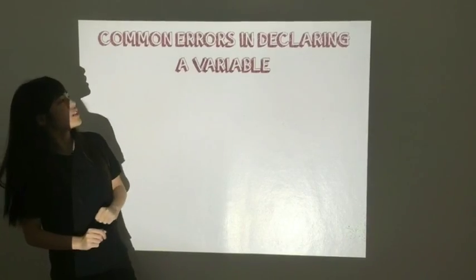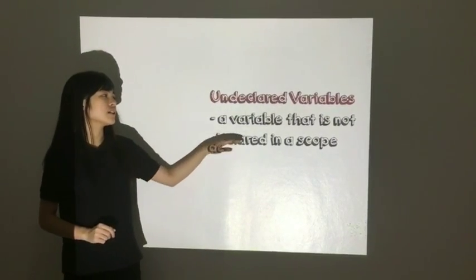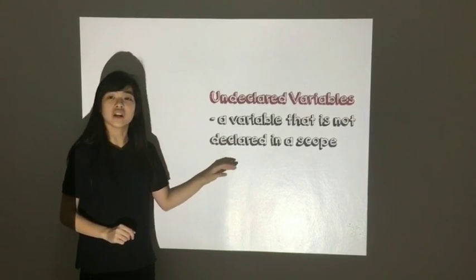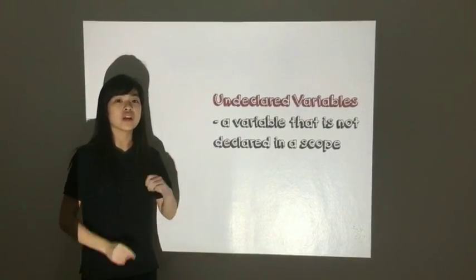Here are the common errors in declaring a variable. First is the undeclared variable. This is a variable that is not declared in a scope. For example, if you missed one variable, there will already be an error in your program.